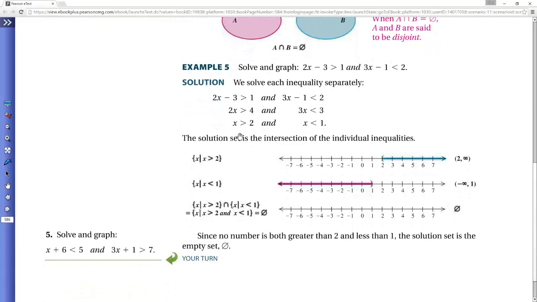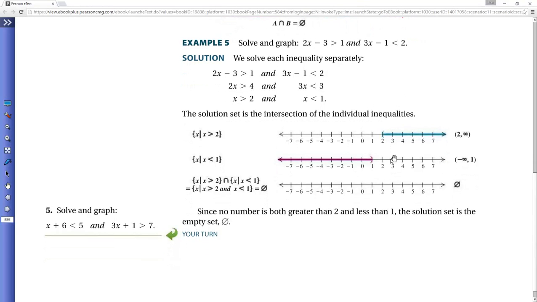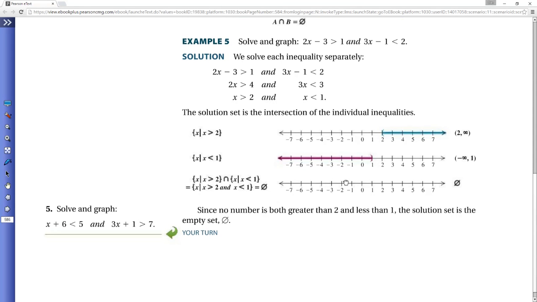Think of them graphically, and we'd graph this one, x is greater than 2, which doesn't include 2 and everything to the right. And this one is x is left of 1 or less than 1, doesn't include 1 and it's everything left. Well, there's no overlap here at all. So when I want the intersection of this, basically I get no solution.